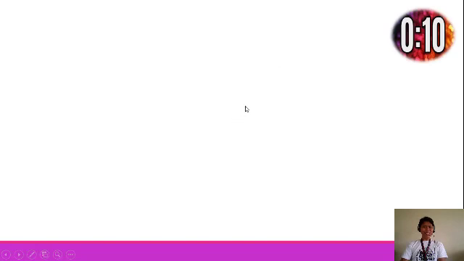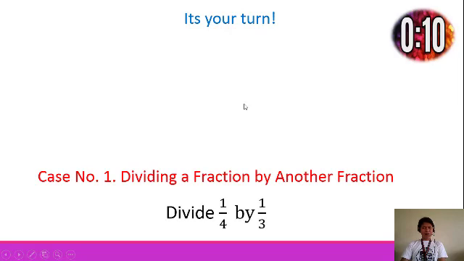Okay, this time, it's your turn. Can you divide this? The first case, I will give you 10 seconds. If you need more time, you can pause the video. Okay, dividing a fraction by another fraction. Divide 1/4 by 1/3. Start.